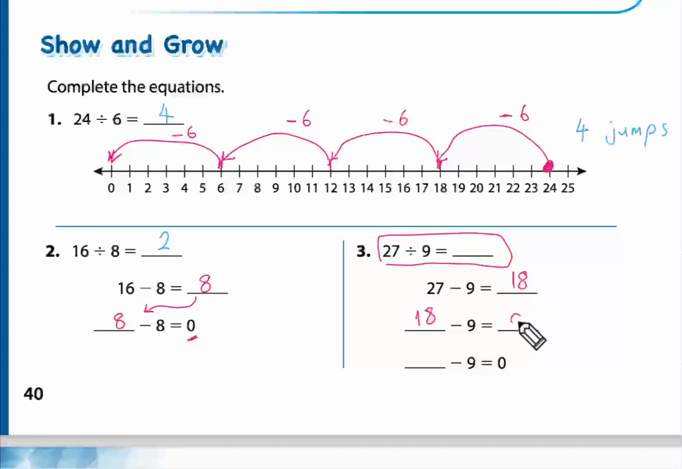9. And now we take the 9 to the next equation. 9 minus 9 equals 0. How many times did we subtract 9? We did this. How many times? 1, 2, 3. We did it 3 times. So the answer is 3. 27 divided by 9 equals 3. We subtracted 9 3 times.